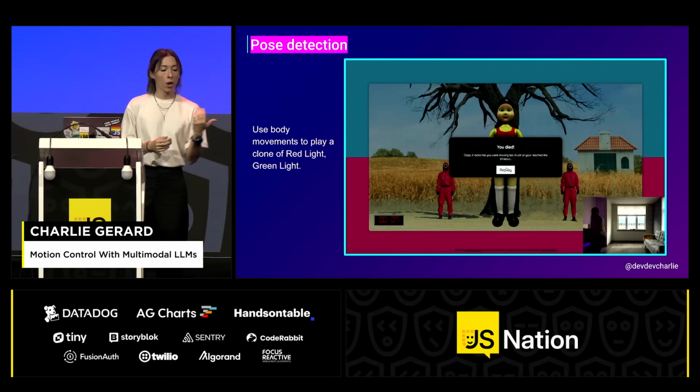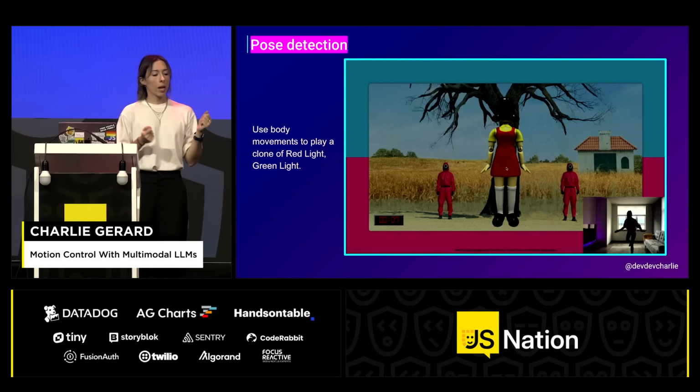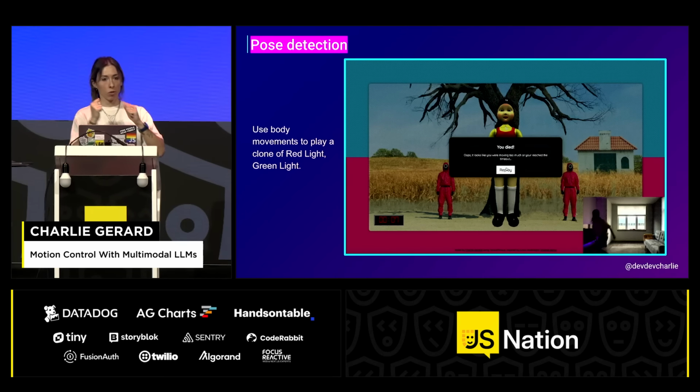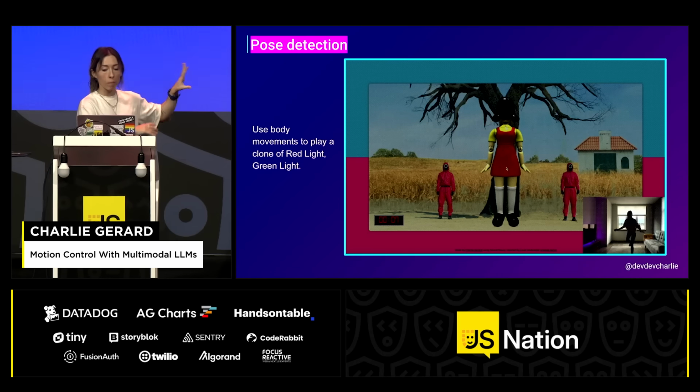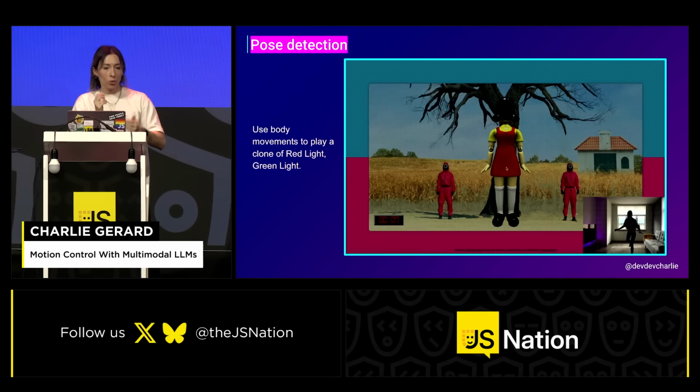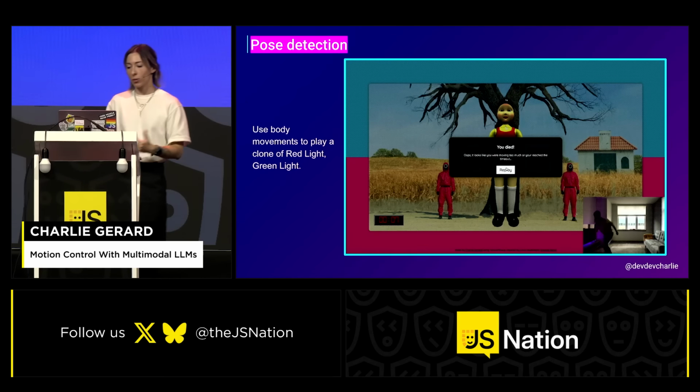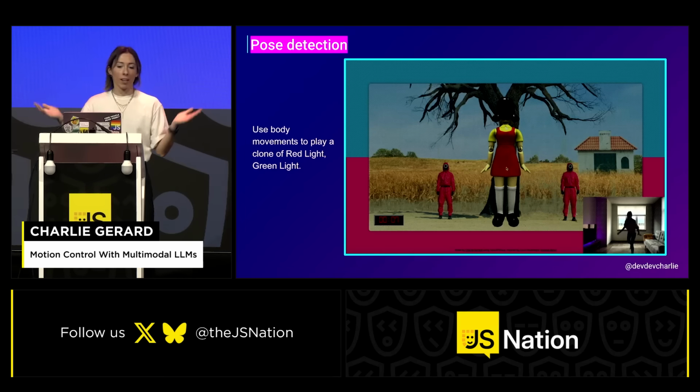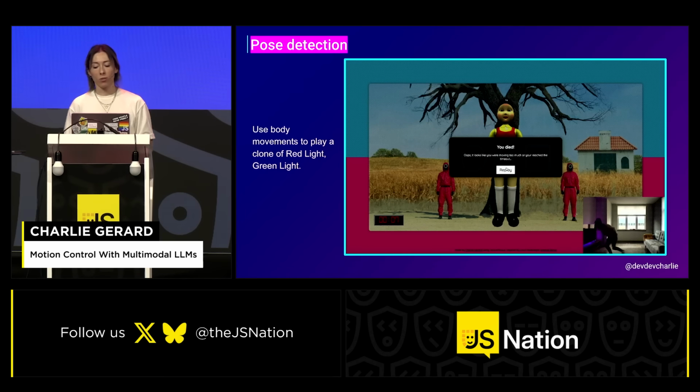So this is a clone of Red Light, Green Light, the game from Squid Game. If you have not watched this series, basically you have a doll, and when it looks at you, you're supposed to not move, and when the head is turned, you're supposed to, or in this case, run as close to the screen as you can. Otherwise, you die. Basically, if you move when the doll is looking at you, you die.